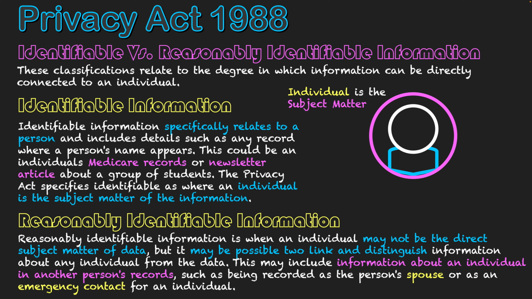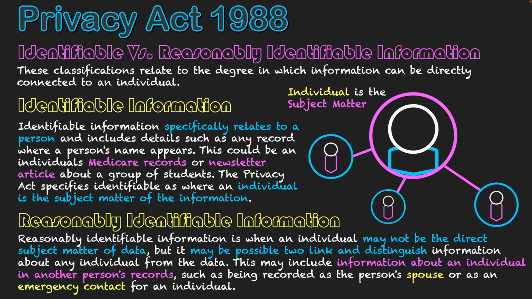It could list the names of the kids they have in that family. That's once again reasonably identifiable, because it's not about the kids, but the kids' names are listed there. So what we're saying with reasonably identifiable information is they're not the subject matter, but we can actually pull information about them from the record itself. They're not the subject matter, but we can still find out information based on another record about an individual. I hope that makes sense and you can distinguish between identifiable versus reasonably identifiable information.